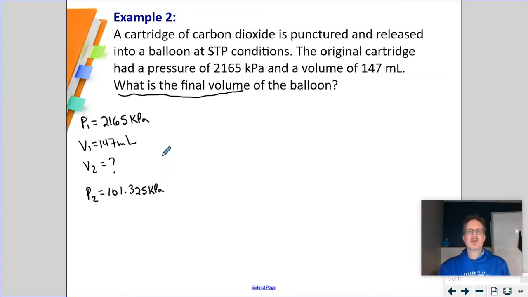Now, this is the time where we take a look. Both pressures are in kilopascals. My volume is in milliliters. I'm happy with it in milliliters. That just means that when I get my answer, it is also going to come out in milliliters.